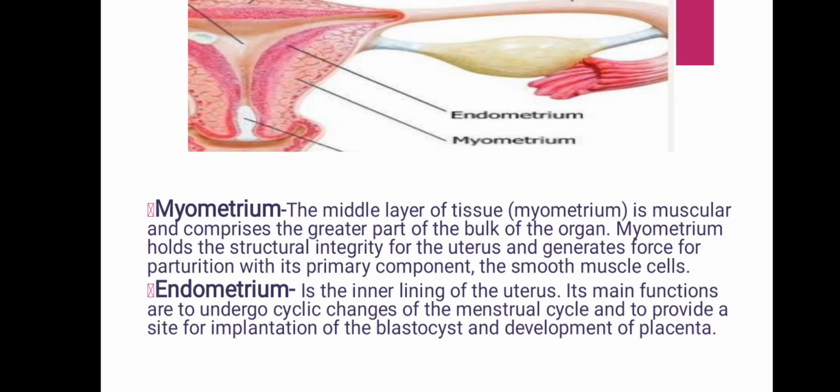the smooth muscle cells. While the endometrium is the inner lining of the uterus, its main functions are to undergo cyclic changes of the menstrual cycle and to provide a site for implantation of the blastocyst and development of placenta. The placenta is an organ that develops in the uterus during pregnancy. It provides oxygen and nutrients to a growing baby, and it also removes waste products from the baby's blood.